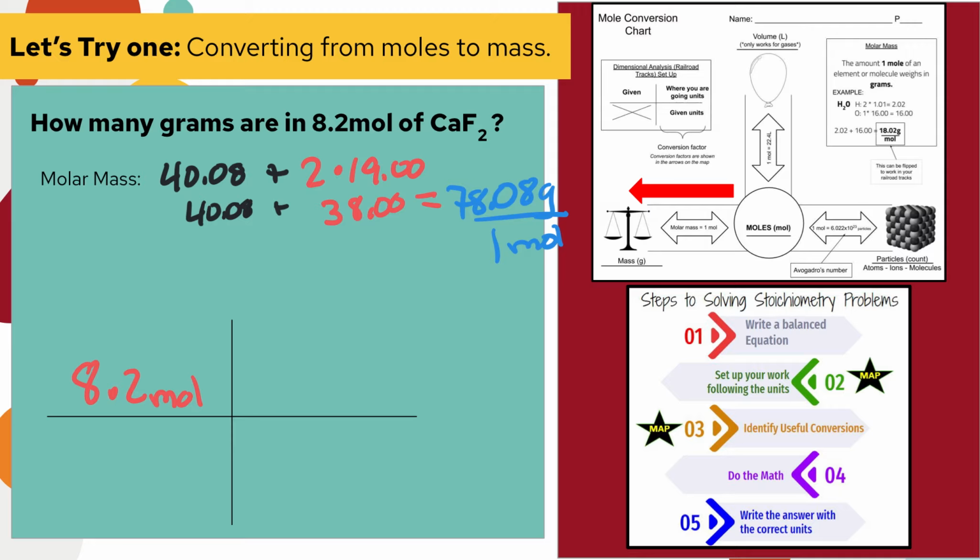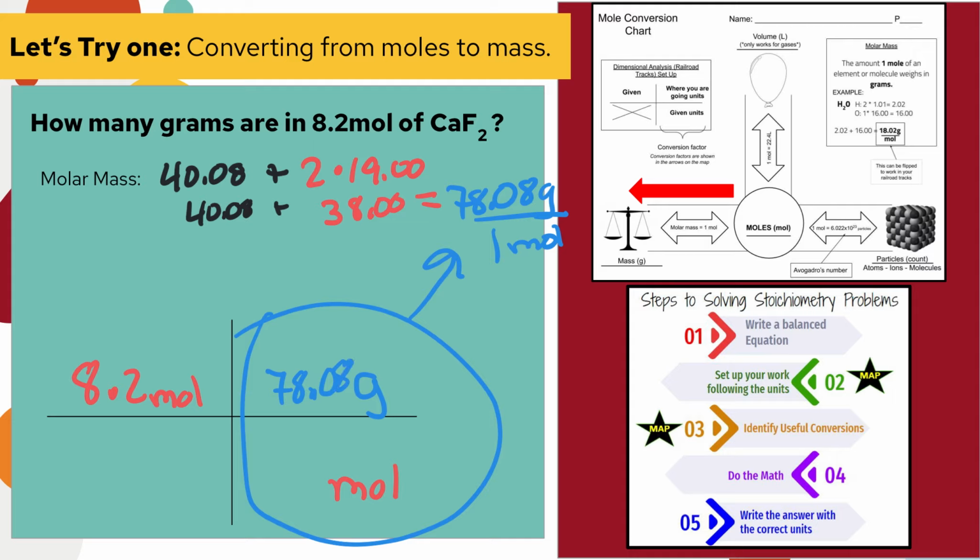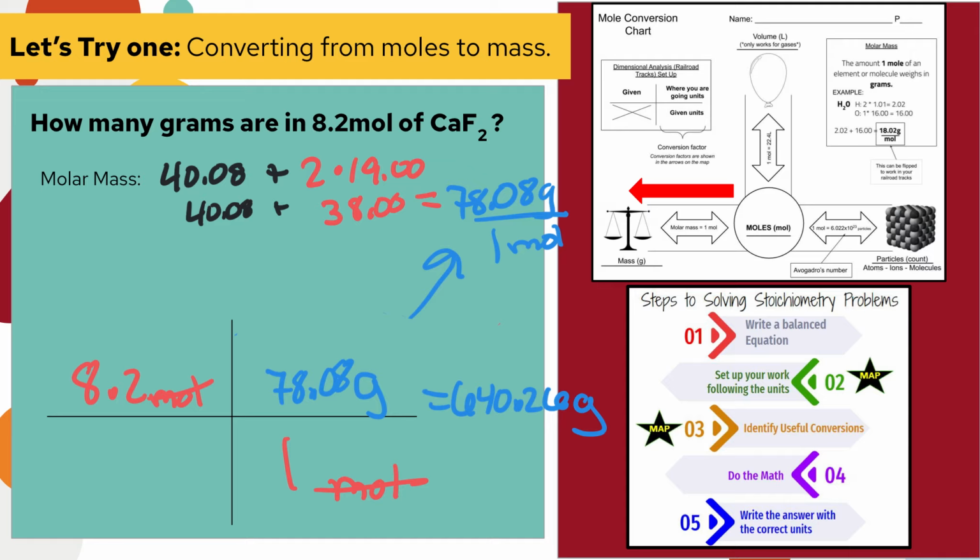Remember, for your railroad tracks, we want to get rid of moles. So moles will go on the bottom and my grams will go on top. And in this space is this number. So my grams would be 78.08 and I would have 1 mole on the bottom. So my moles cancel and I do 8.2 times 78.08. And when I multiply those two, I get 640.26 grams CaF2. Okay, and I rounded my answer to 2 decimal places.